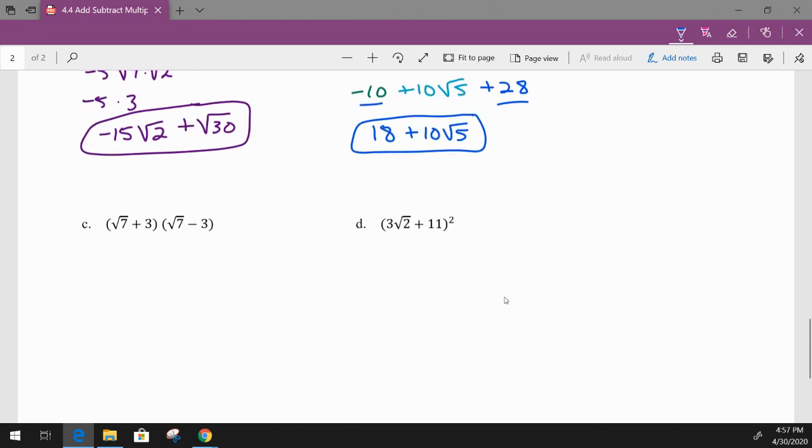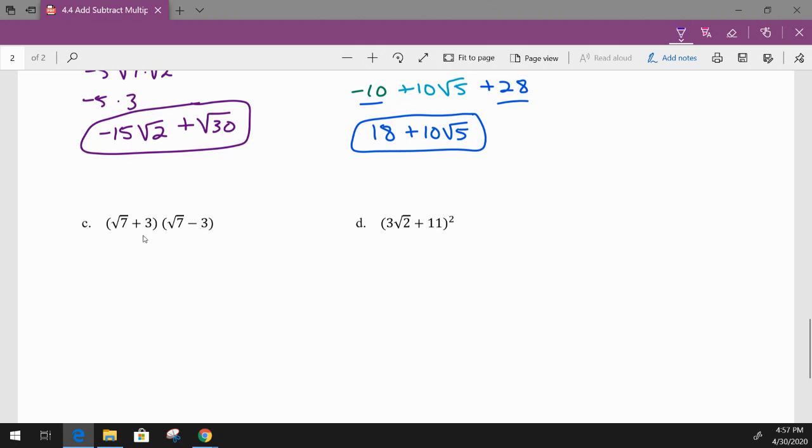All right, in our last two examples, we have a couple special product rules going on. So we have basically a sum and a difference. So I'm going to show you the long way, and then I'm going to give you the shortcut. And we actually have done this before.